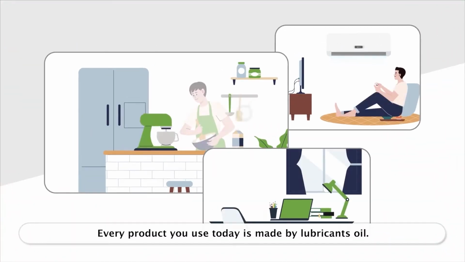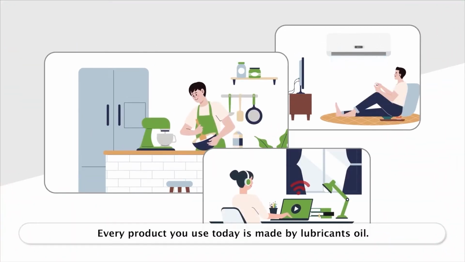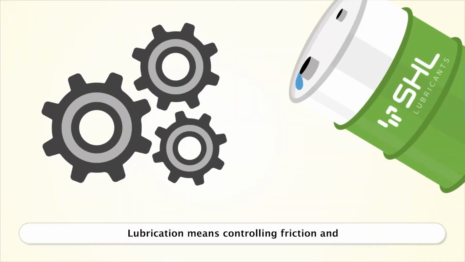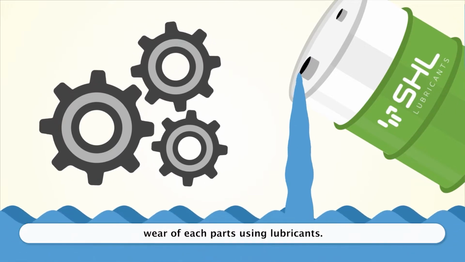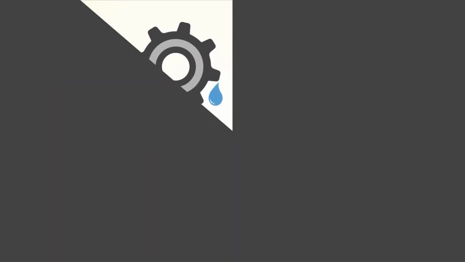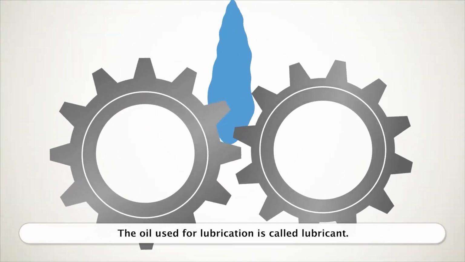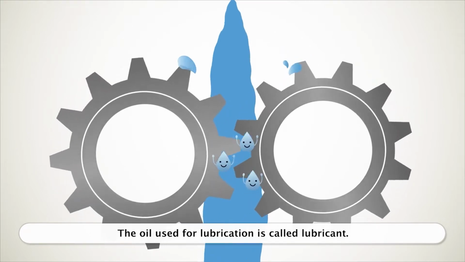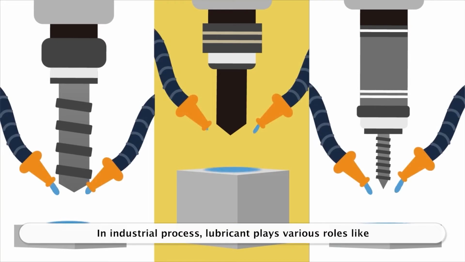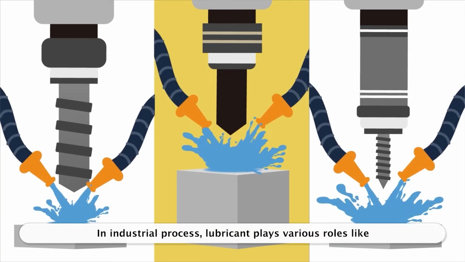Every product you use today is made with lubricant oil. Lubrication means controlling friction and wear of each part using lubricants. The oil used for lubrication is called lubricant. In industrial processes, lubricant plays various roles like lubrication, cooling, cleaning, and anti-rust.